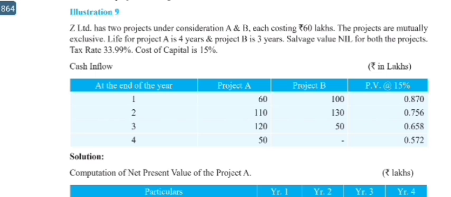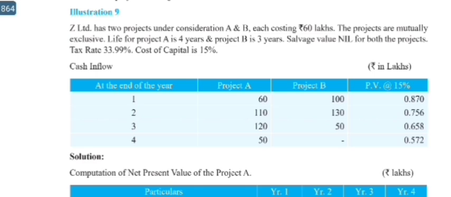Life for project A is 4 years and project B is 3 years. Salvage value is nil for both projects. Tax rate is 33.99%. Cost of capital is 15%. So how do we calculate the discount factor? Using the cost of capital, 15%.